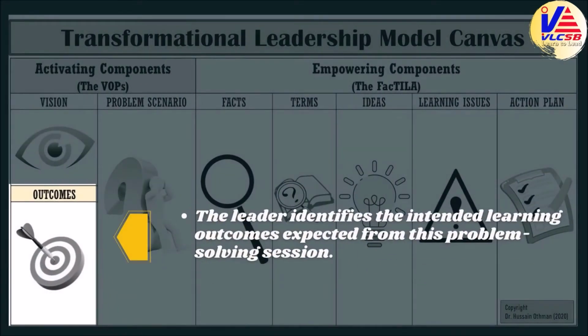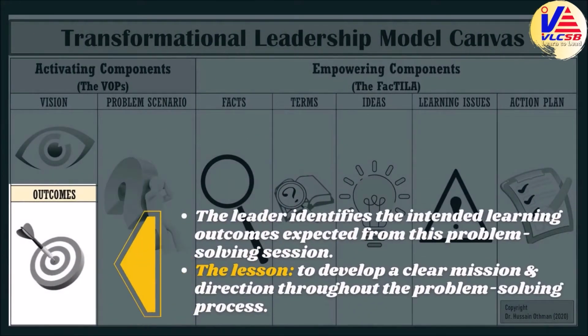The outcomes. The leader should be able to identify and list down the intended learning outcomes expected from this problem-solving session. Members are encouraged to ask further clarification about the expected outcomes. The lesson behind this block is to develop a clear mission and direction throughout the problem-solving process using the TLMC.